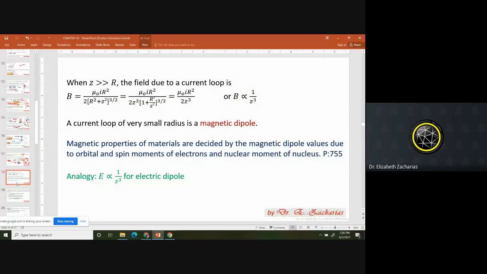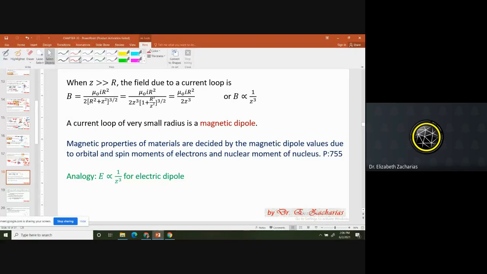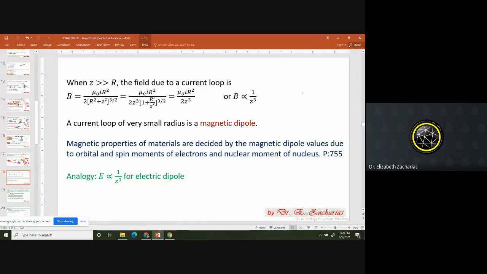Now, this is a very important step, what we are going to write now. We have seen what is a magnetic field because of a circular loop. Now, what happens if Z is much, much greater than R? What is R? R is the radius of the current loop. And I'm going to take a point P, which is at a distance Z, such that Z is much, much greater than R. If Z is much, much greater than R, come to the original expression for the magnetic field.